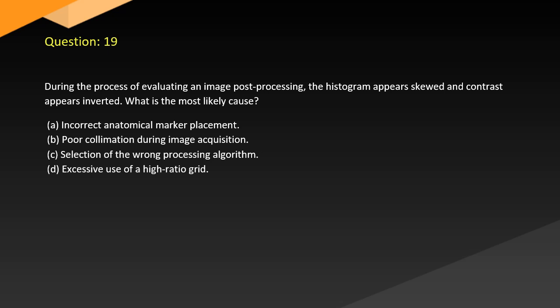Question 19. During the process of evaluating an image post-processing, the histogram appears skewed and contrast appears inverted. What is the most likely cause? A. Incorrect anatomical marker placement. B. Poor collimation during image acquisition. C. Selection of the wrong processing algorithm. D. Excessive use of a high ratio grid.